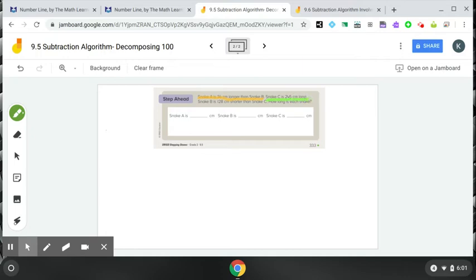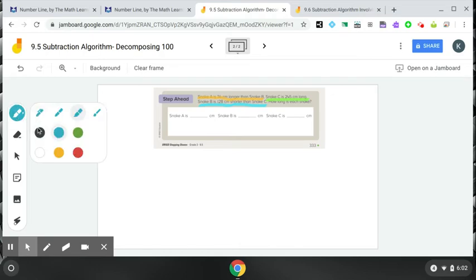Well, they give us the answer to that one. That'll be useful. And then we have snake B. And it shows us that snake B is 128 centimeters shorter than snake C. Oh, and I know how long snake C is. Okay, and then I'll have to find out how long each snake is.